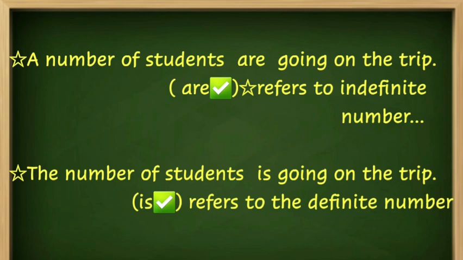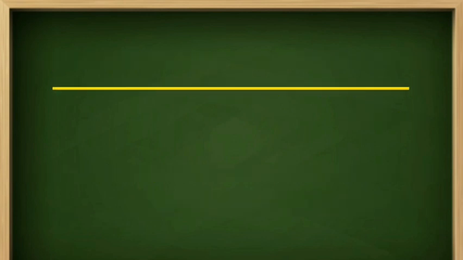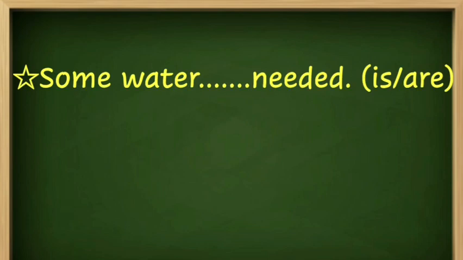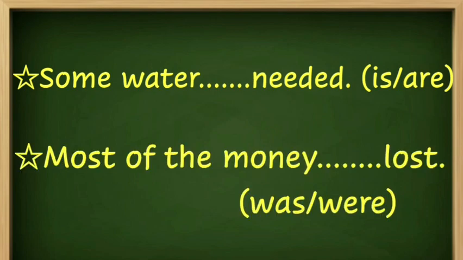Moving on to our last rule, but not the least. You can take your time, take your score and try to answer the question. So here comes your question in front of you. The sentence says, some water dash needed: is needed, are needed. Next question in the row, it says, most of the money dash lost: was lost, were lost.